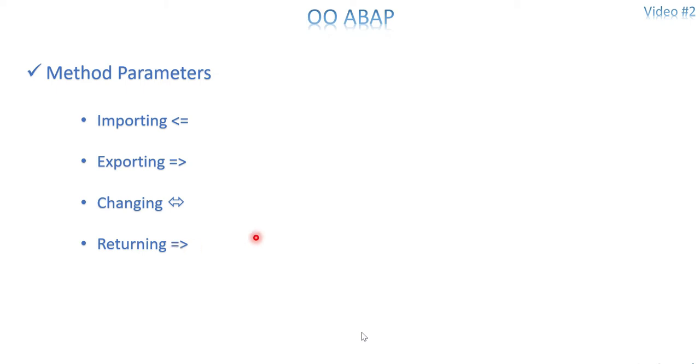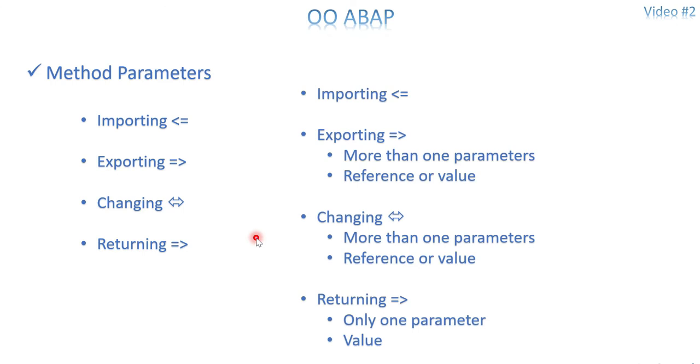So the properties are: importing, you're receiving the information. You can have more than one import variable. It can be call by value, it can be call by reference, whatever is needed based on the business requirement. And exporting is also more than one parameter. You can go with call by reference or call by value. And changing is also similar, more than one parameter is possible, reference or value. Returning, only one parameter is possible.